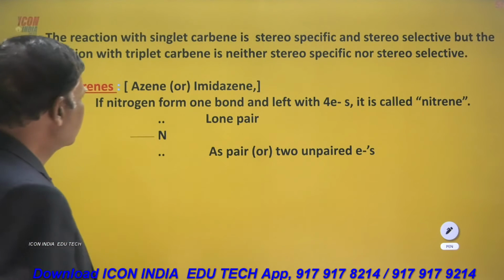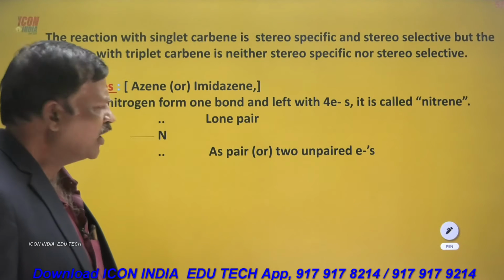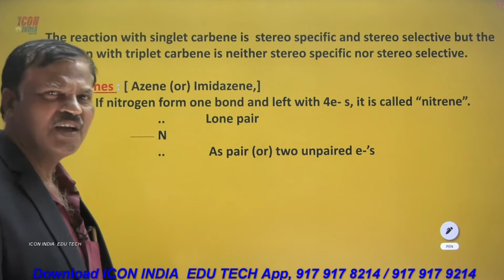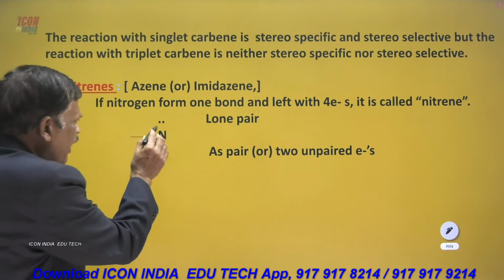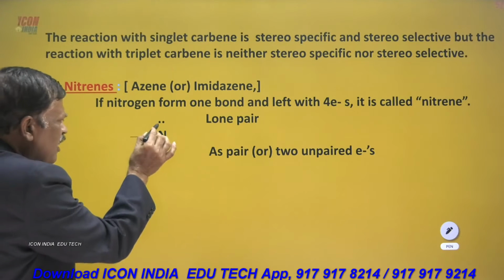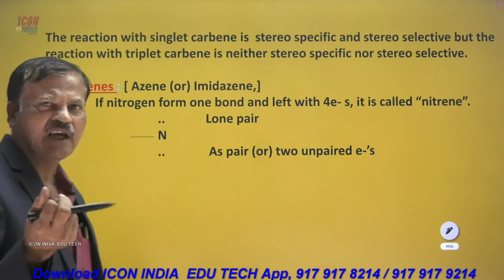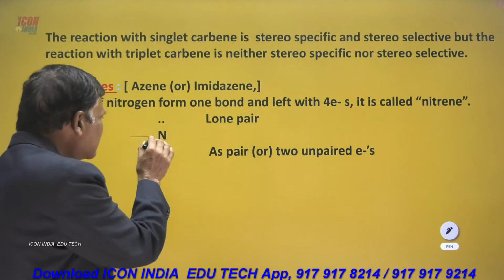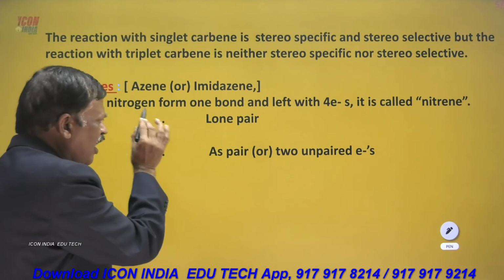Now next is nitrenes. What is a nitrene? It's also called azene or imidene. In this nitrene, you can clearly see nitrogen having 4 electrons, forming one bond. You know nitrogen has 5 valence electrons. Out of 5 valence electrons, it utilizes just 1 electron to form this bond, left with 4 electrons.